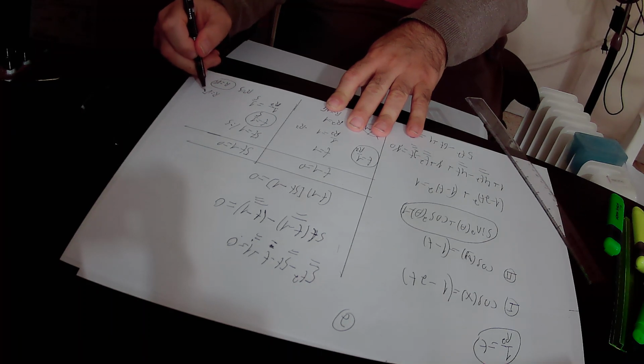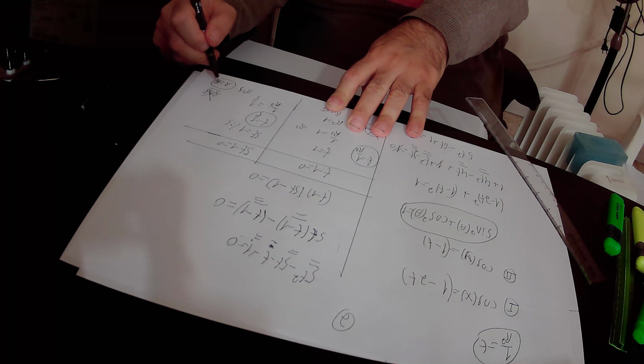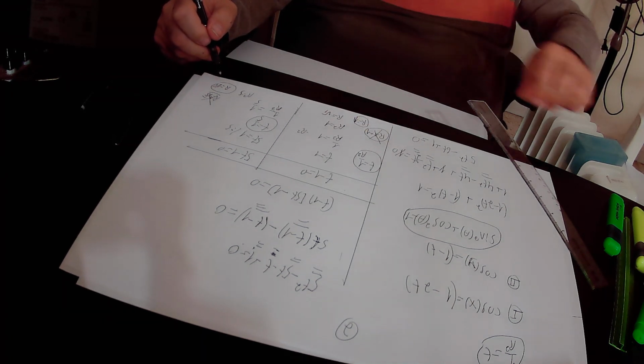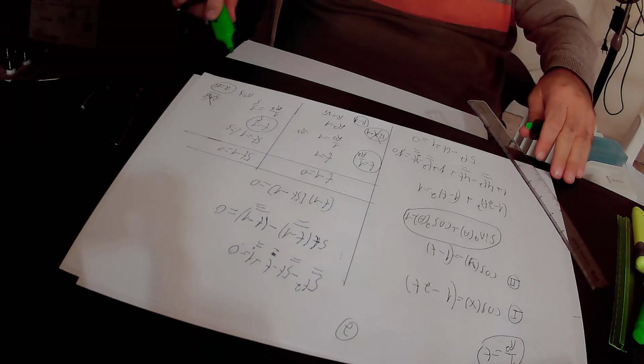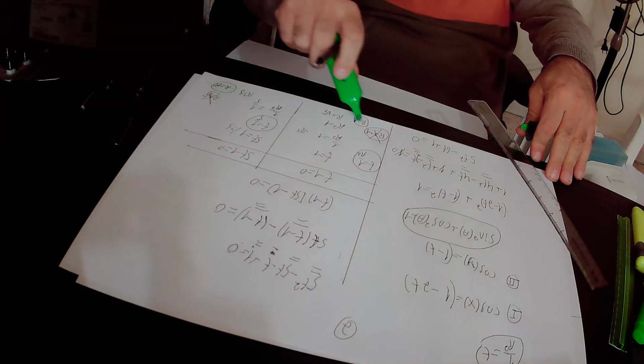But because r is a length, it must be positive. Therefore, r equals the negative square root of 5 is not possible. We cancel that solution. So we are left only with the solutions that r equals the positive square root of 5 or r equals 1. Two solutions.